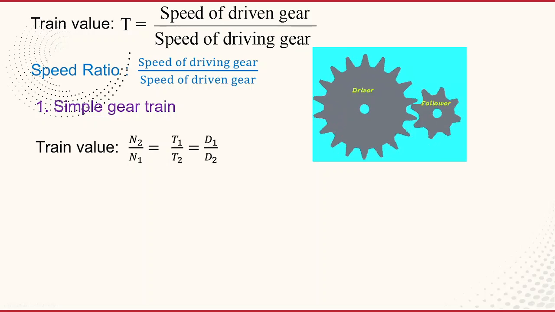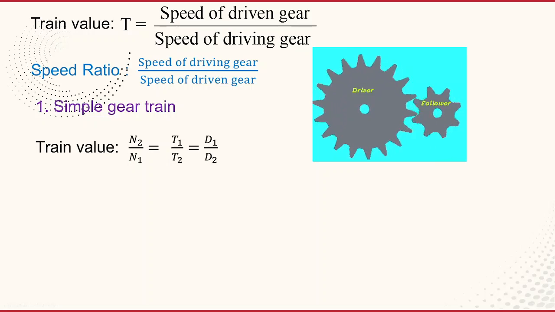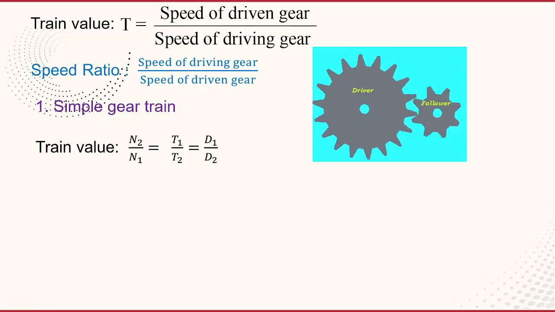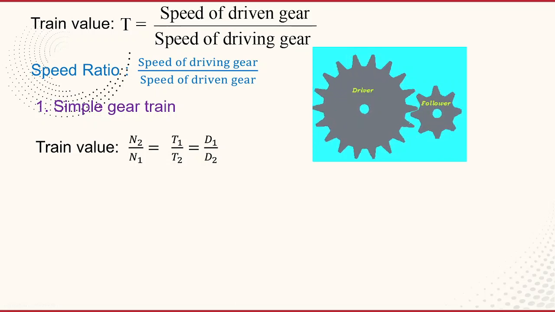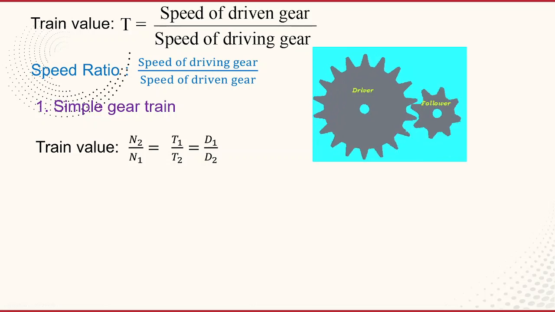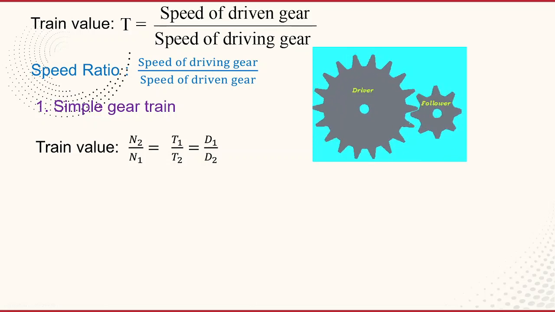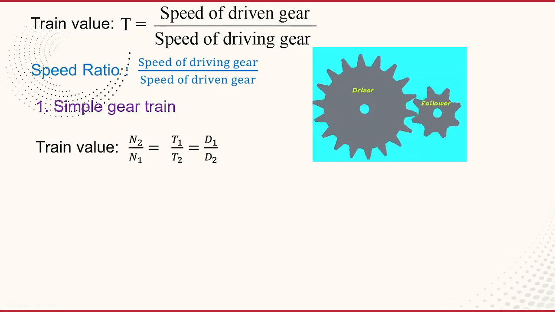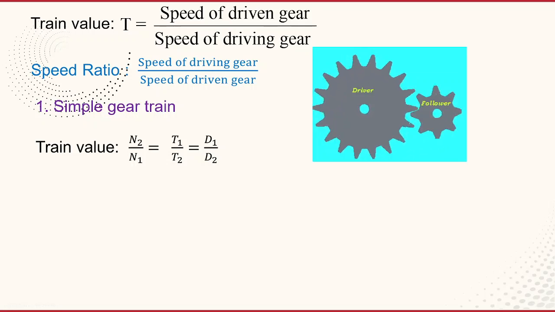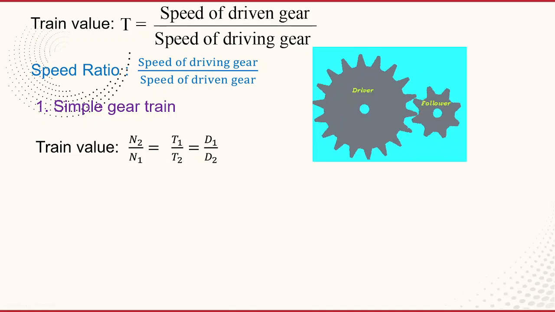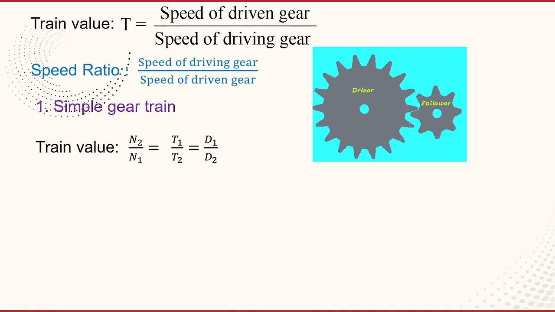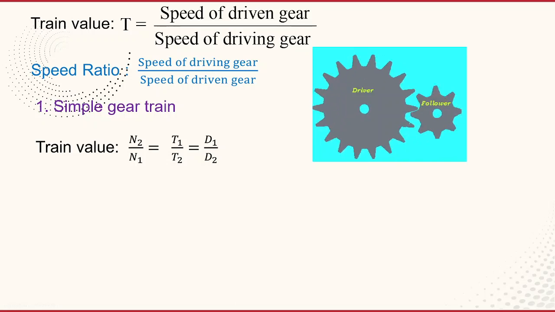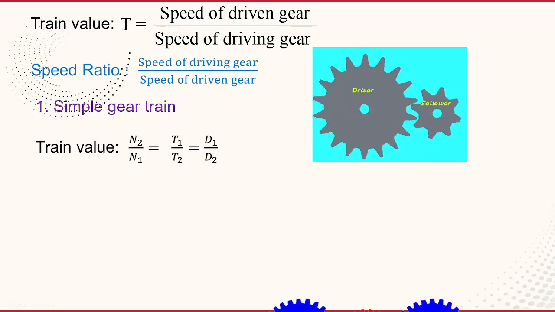The train value of the simple gear train is output shaft speed by input shaft speed, that is equal to the number of teeth of the input gear by the number of teeth of the output gear, and also equal to the diameter of the input gear by the diameter of the output gear. So the number of teeth is directly proportional to the diameter of the gear wheel. The speed is inversely proportional to the teeth or diameter of the gear wheels.